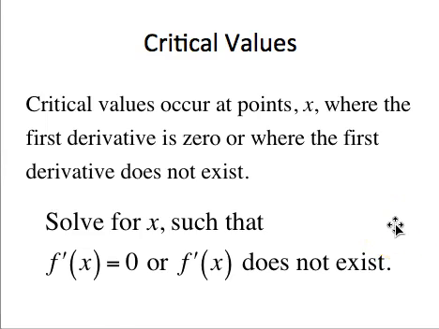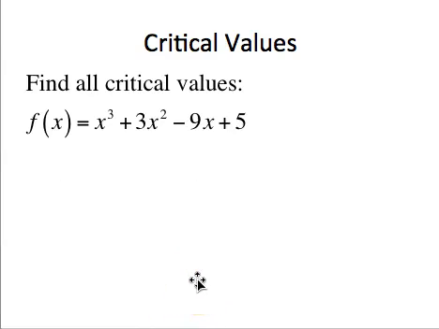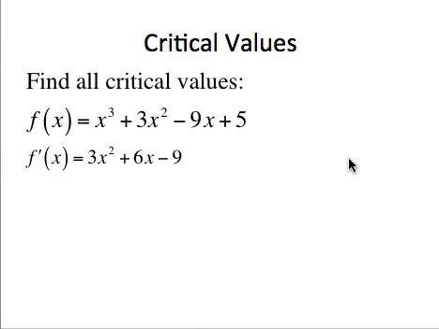The way we're going to do that, we're going to look at the first derivative and set it equal to 0 or find values where that first derivative does not exist. So for this example, let's take a look at f of x is x cubed plus 3x squared minus 9x plus 5. If we want critical values, we've got to find the first derivative, and f prime of x is 3x squared plus 6x minus 9.